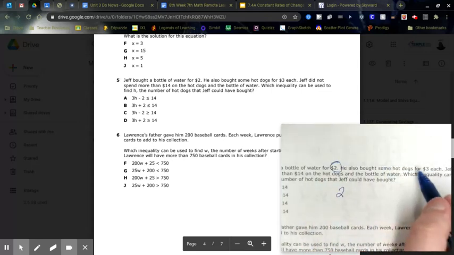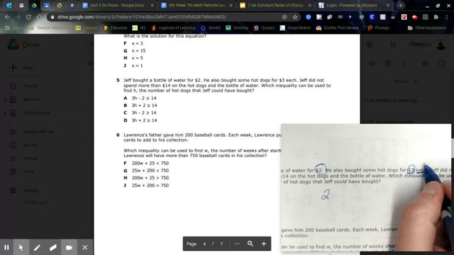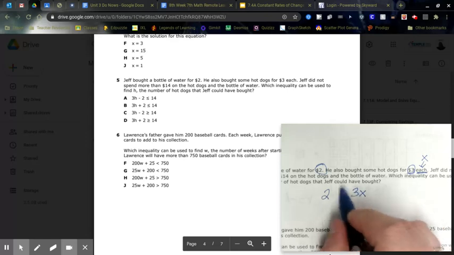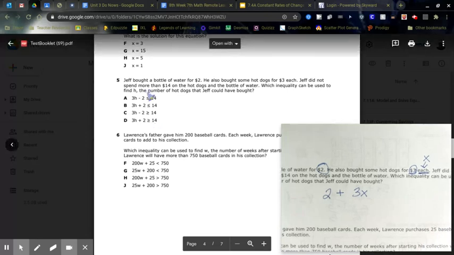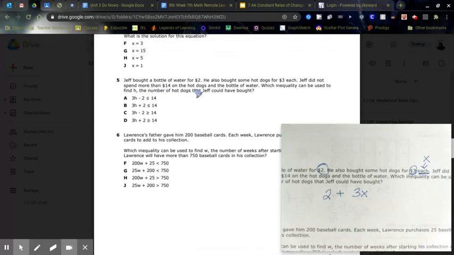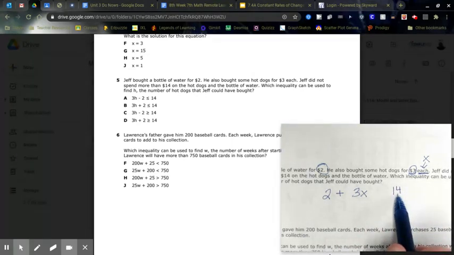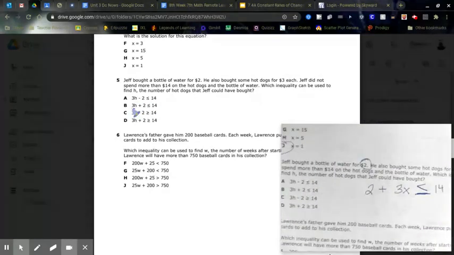He also bought some hot dogs for $3 each. So $3 each. If you see per, each, or every, that's where your x is going to go. So we're going to have 3x. And because he bought both of them, that means we need to add them together. Jeff did not spend more than $14 on the hot dogs. No more than $14. So no more than means I want 14 to be the biggest number, which means it should be open to that. And I can spend $14 because that's how much I have. So it's going to be equal to. So we want it less than or equal to. So 3x plus 2, 3h plus 2. So it's B.